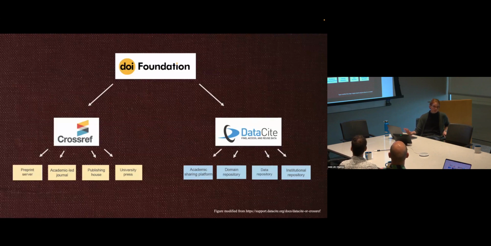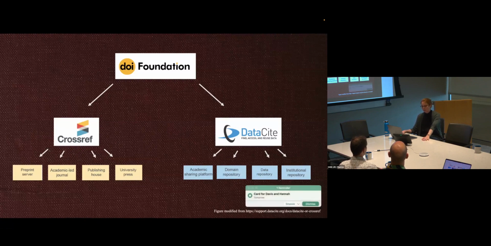So for our purposes, there's two main DOI issuers. There are other smaller ones, but for our purposes, these are the two big ones. There's Crossref and DataCite. Essentially, Crossref issues DOIs for papers and DataCite issues DOIs for data, more or less. So individuals cannot be members of Crossref or DataCite. Their members are organizations. So Crossref members are generally journals and publishers, and DataCite members are generally repositories.